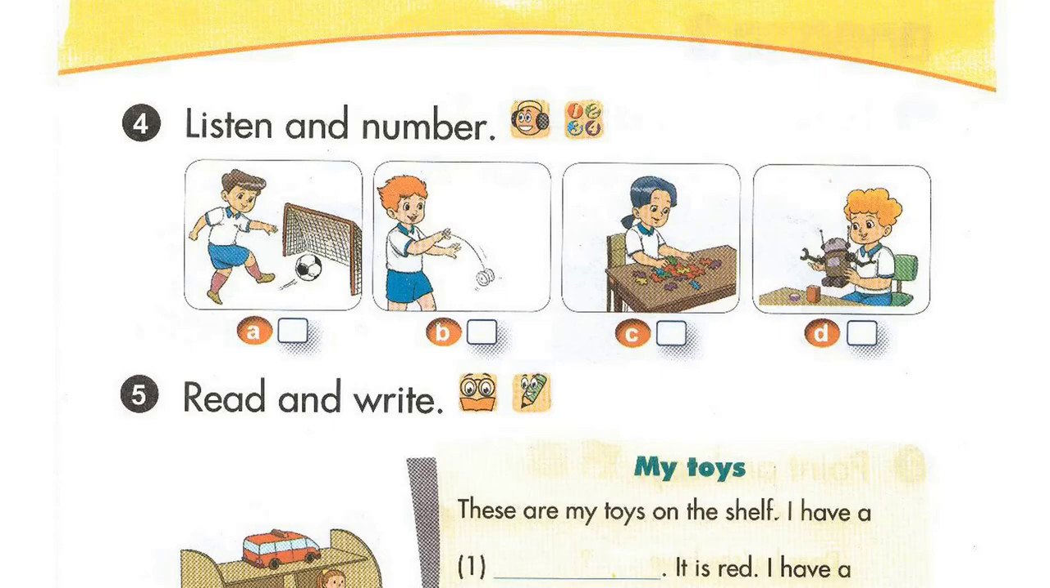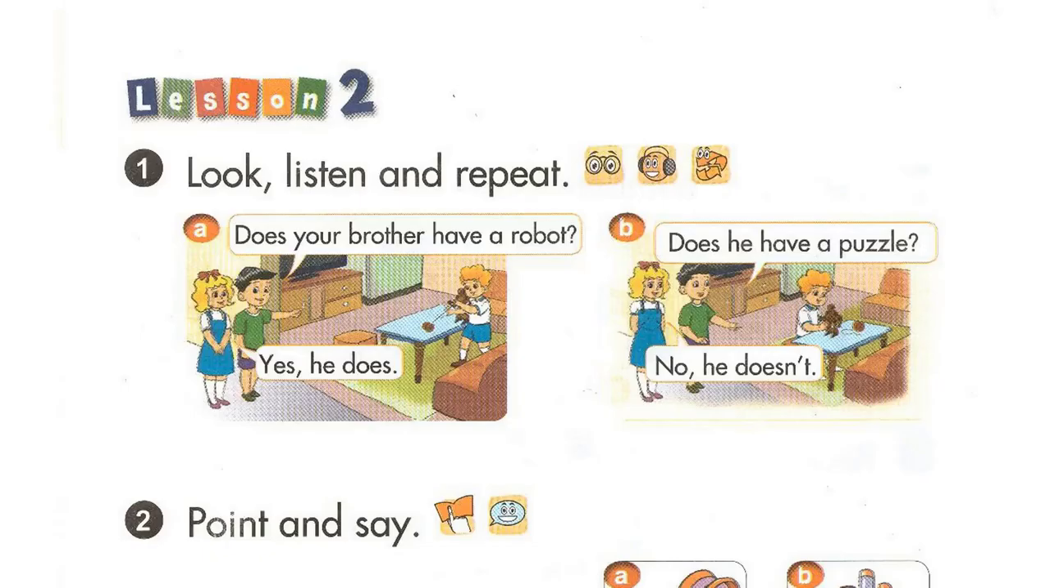Page 32. Lesson 2. Activity 1. Look, listen and repeat. A. Does your brother have a robot? Yes, he does. B. Does he have a puzzle? No, he doesn't.